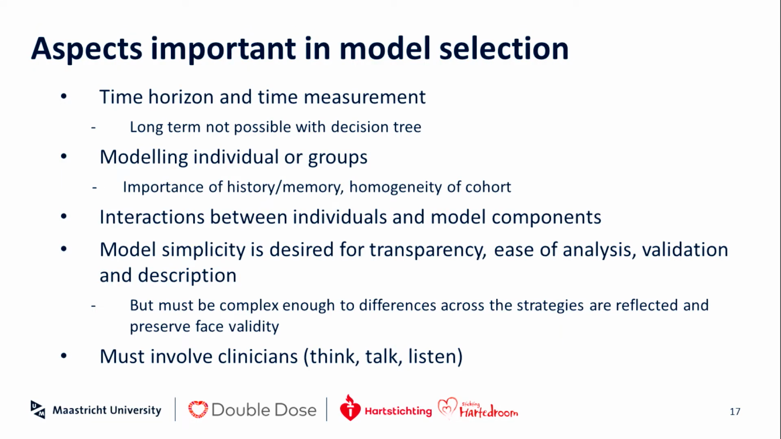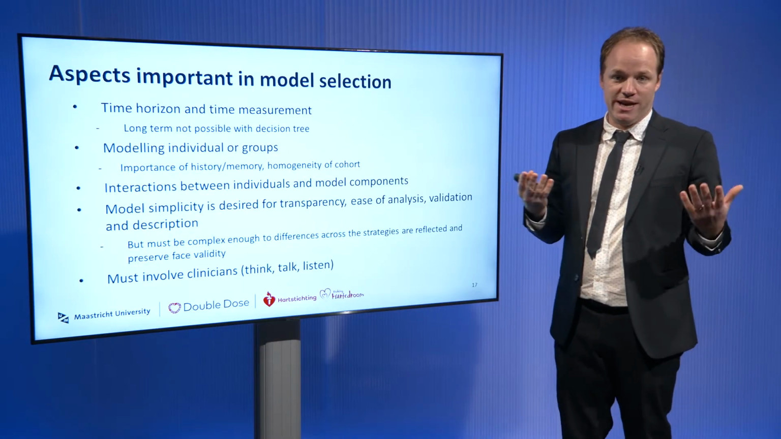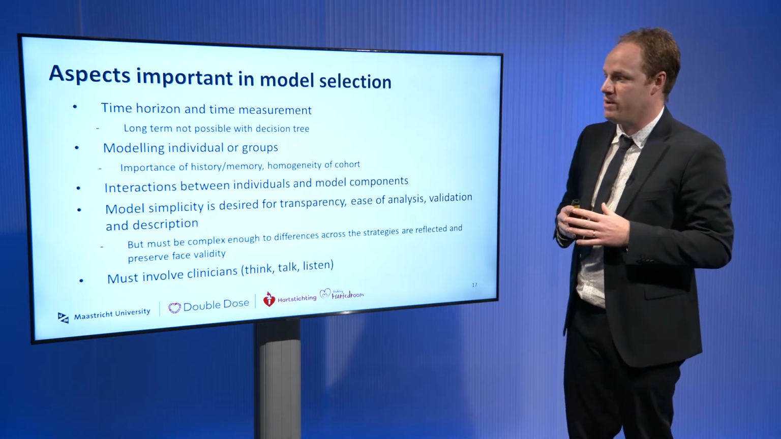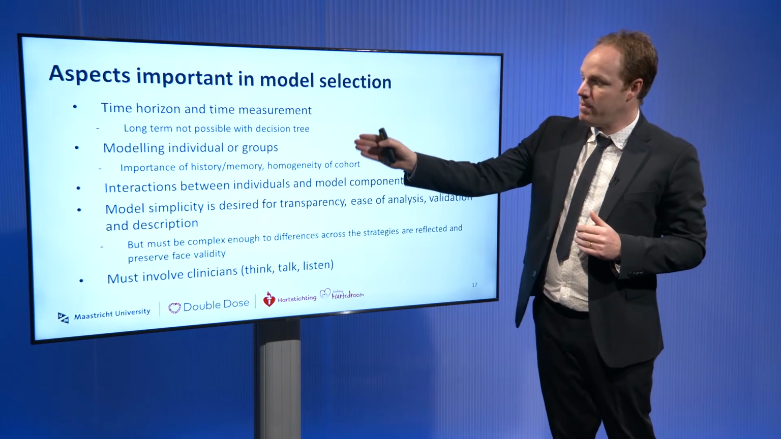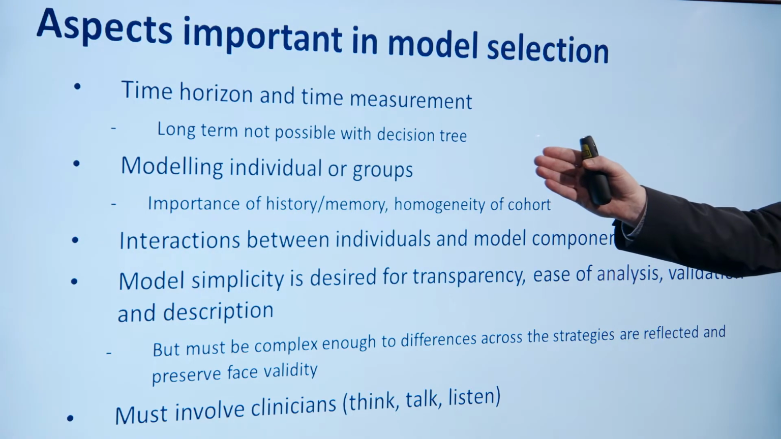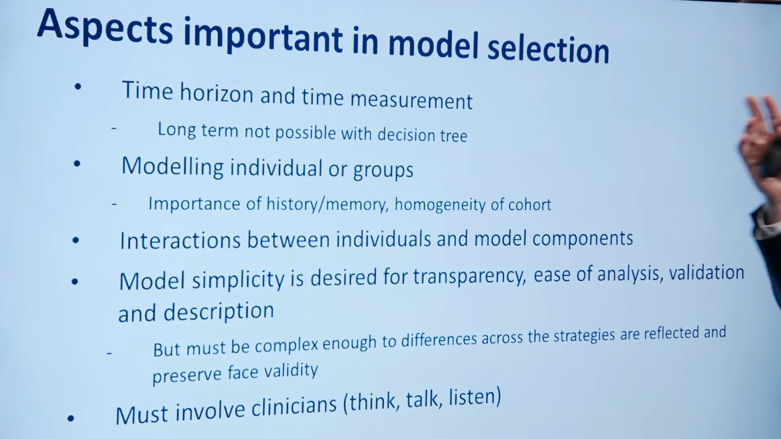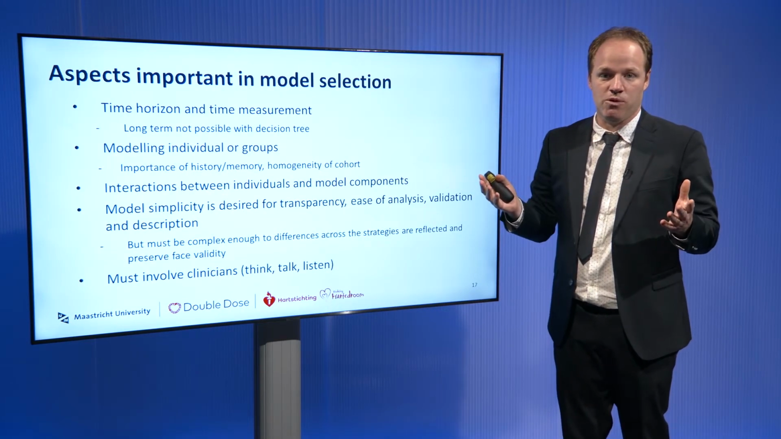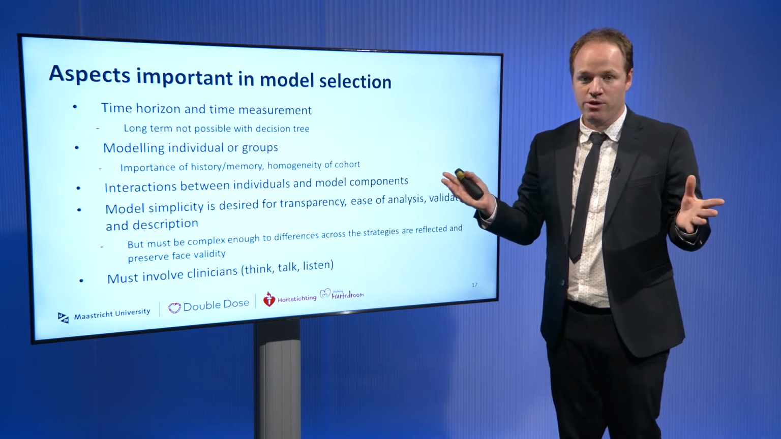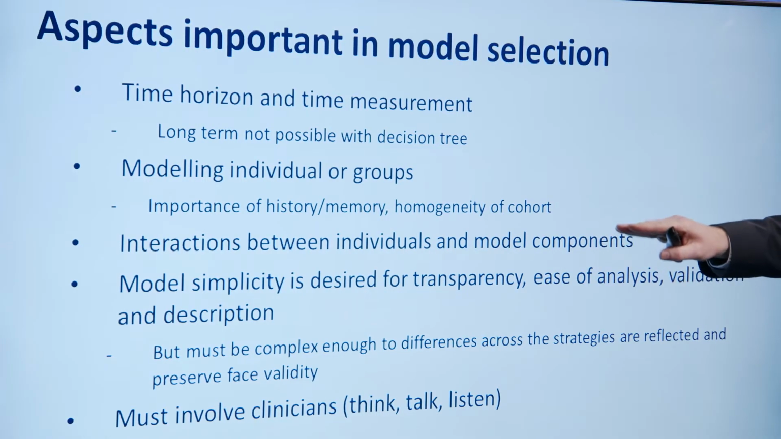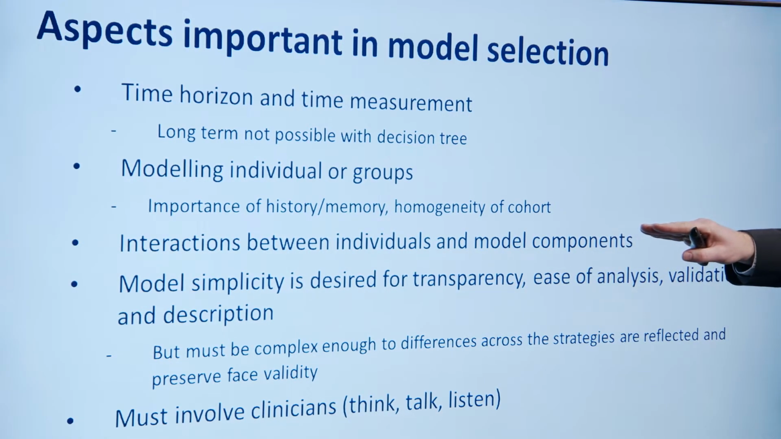Some aspects are important in model selection. Something important is the time horizon and the time measurement that will really influence the selection of a model. We can only select a decision tree, for example, if we have a short time horizon. For the choice of a model, it also depends on whether we need to model individual patients or at the group level. If the history and the memory is something really important, we will go more for a macrosimulation model, like a macrosimulation Markov model, or maybe a discrete event simulation. It's also important to know whether there are some interactions between individuals and model components.